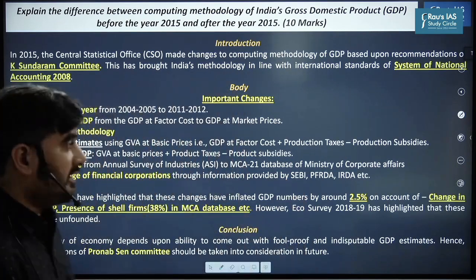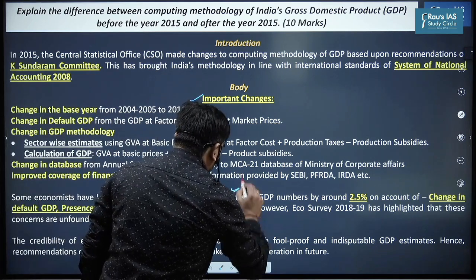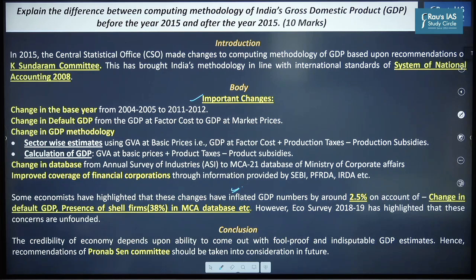So can you see here in the introduction? We have briefly touched upon the rationale behind the changes in the GDP computation methodology, wherein we have highlighted that changes were introduced based upon the recommendations of K. Sundaram Committee to bring it in line with the system of national accounts. Then in the body, directly start with the important changes in the form of bullet points, and then briefly touch upon the recent controversy with respect to the GDP estimates, and look at the conclusion. The conclusion says the credibility of economy depends upon the ability to come out with the foolproof and indisputable GDP estimates. Hence, recommendations of Pranab-Sen Committee should be taken into consideration in future.